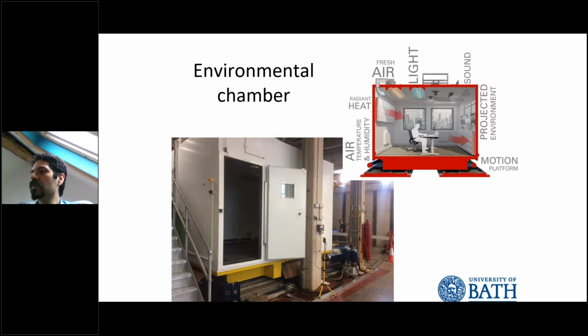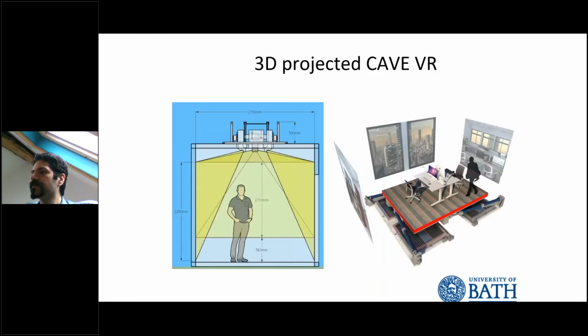Here we can control radiant temperature, air temperature, humidity, light intensity, light color temperature, fresh air, acoustics and sound, and so on and so forth. So most of the environmental conditions can be very accurately controlled.